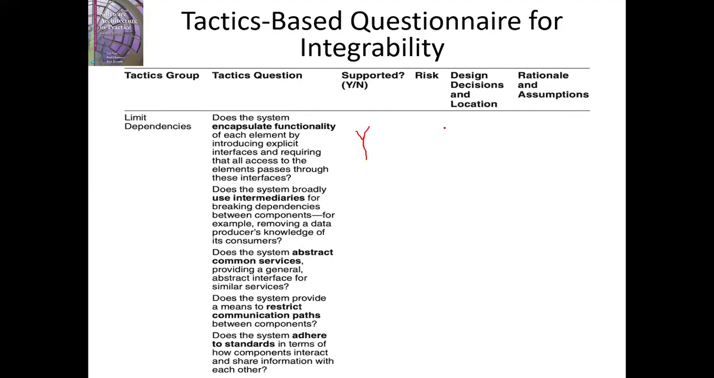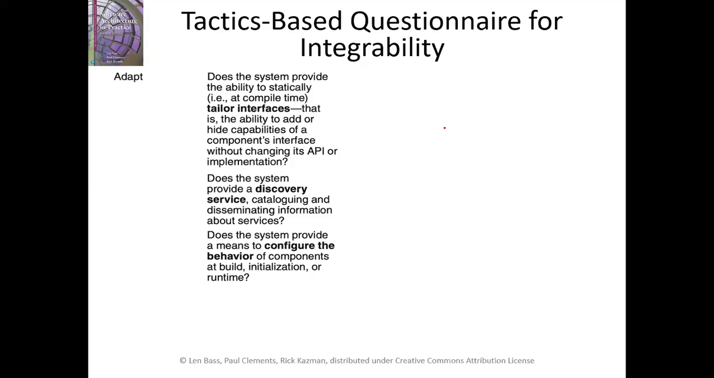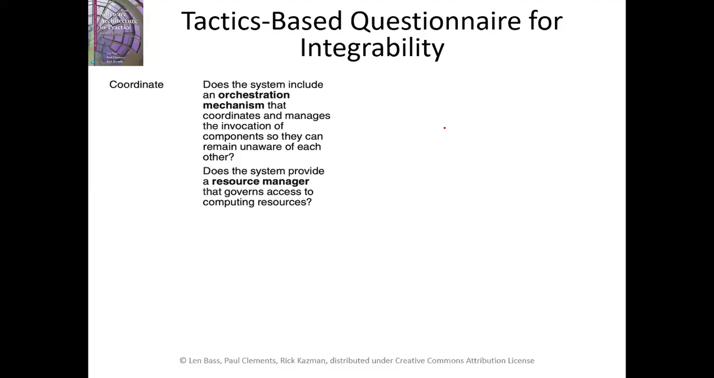So after limiting dependencies, we talked about adapting. So we can adapt our services. We can tailor interfaces, and then we can configure behavior. Also, we can coordinate. Here we talked about the conductor. Remember, we said that we have an orchestrator that determines how components interact, how the components behave. And because of this orchestrator, we find a way to ensure that component parts do not think about other component parts, but they only consider the requirement of the orchestrator. So we check in our code: do we have some sort of orchestrator?